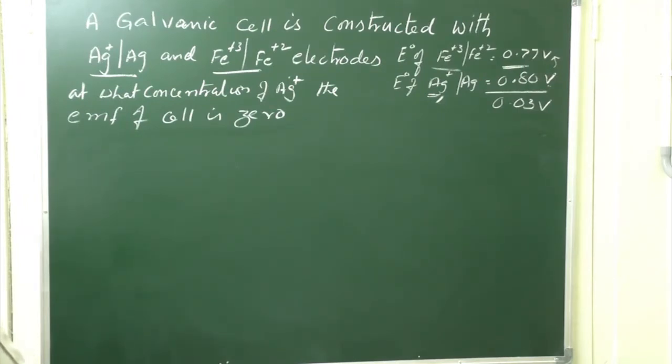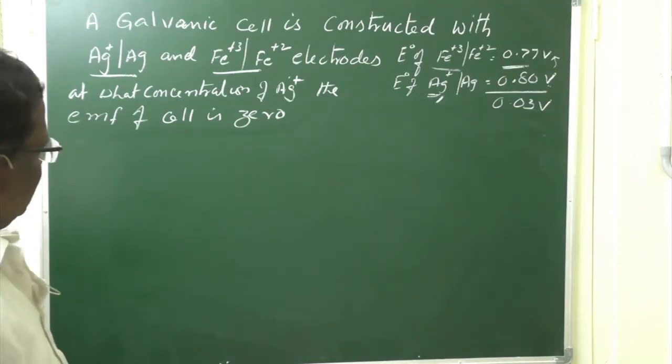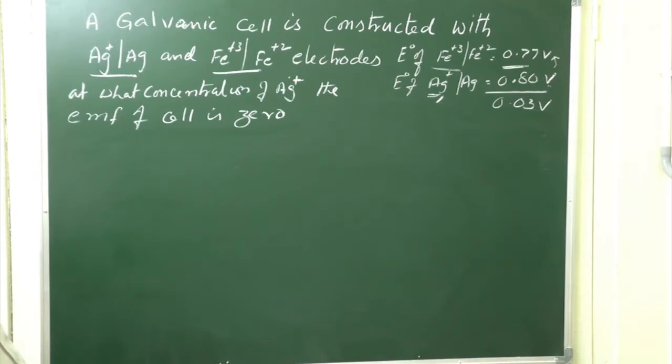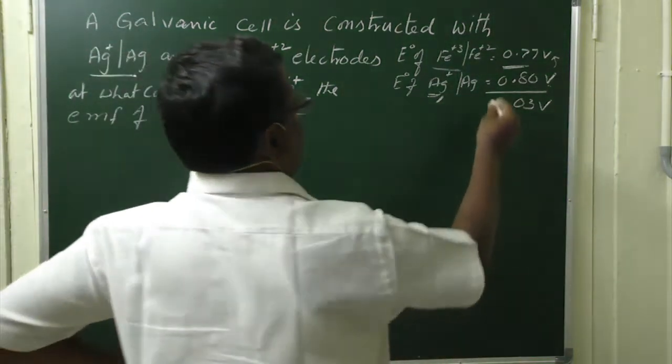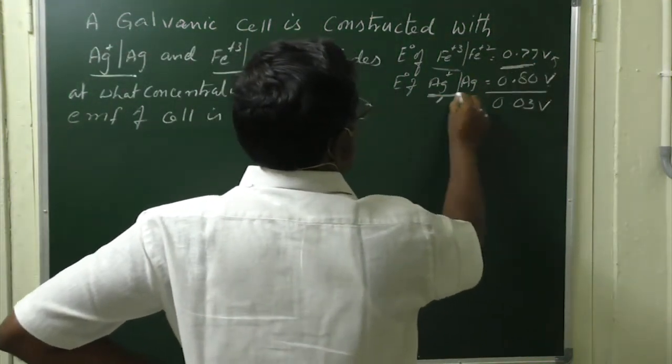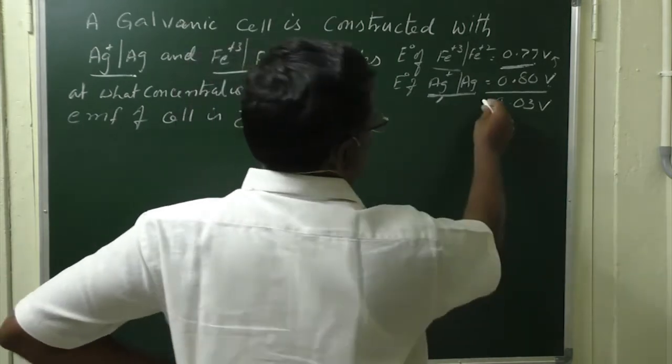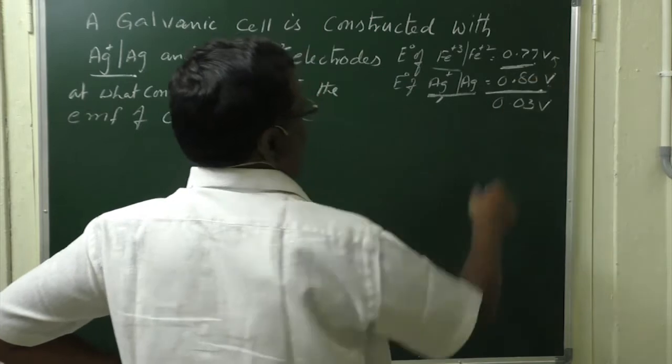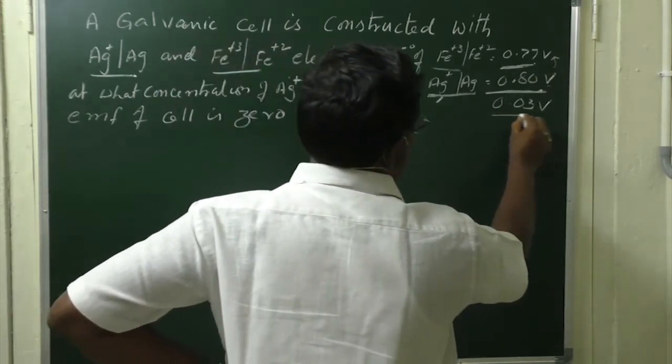A galvanic cell is constructed with Ag plus oblique Ag and Fe plus 3 oblique Fe plus 2 electrodes. At what concentration of Ag plus is the EMF of the cell 0? So, here the galvanic cell is constructed with a ferric ferrous electrode and a silver electrode. Here the standard electrode potential for the ferric ferrous electrode is 0.77 volts and the standard electrode potential of the silver electrode is 0.80.